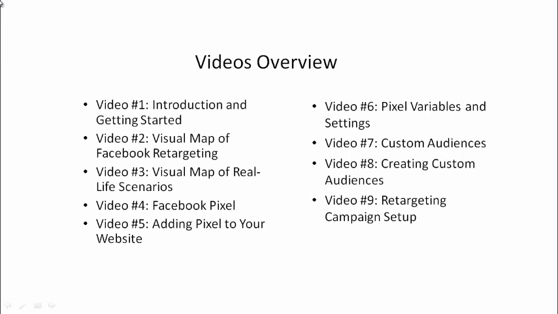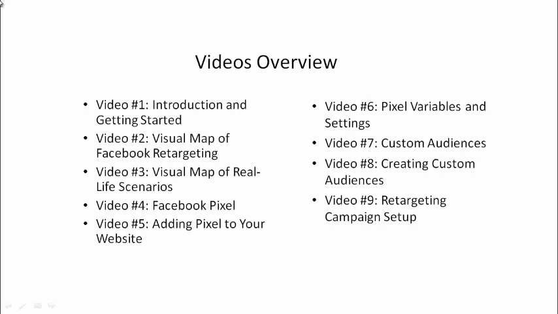Video number 3, we'll talk about the visual mind map of real life scenarios. By giving you some real life scenarios or real life examples, what this does is it enables your mind to start moving, start jogging with ideas so that you can pick and choose which one you want to go with and that you begin to understand the whole process of Facebook retargeting. Number 4, we'll talk about the Facebook pixel, what it is, why it's important, and how you can use it.